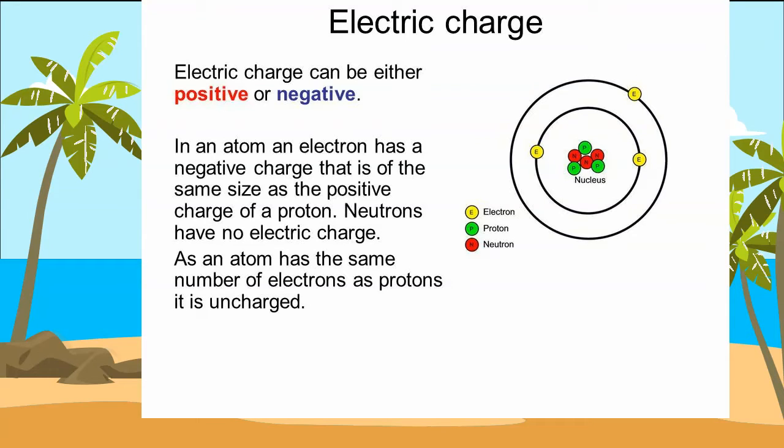So as we know, electric charge have two different charges. So these charges include positive charge and negative charge in an atom. So in an atom, we have three types of particles: electrons, protons, and neutrons. Neutrons have no electric charge, whereas protons are positive and electrons are negative charge.